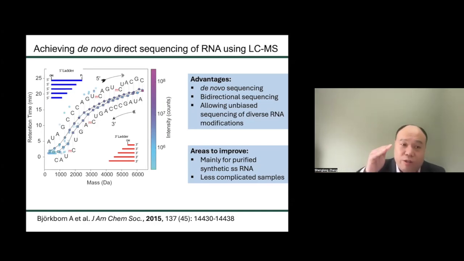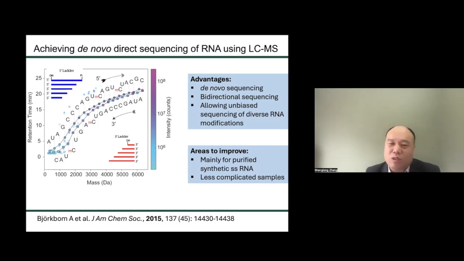We can also differentiate the 5' ladder from the 3' ladder, because the 5' ladder fragments have a phosphated 3' end that the 3' ladder fragments do not have. So with this, we can achieve de novo sequencing of RNA using mass spectrometry. We can read this bidirectionally. The major advantage of this method is that we can base call not just A, C, G, U for the nucleobases, but essentially all the modifications. As you can see here, we have two methylations, and we can pinpoint exactly where they are located.